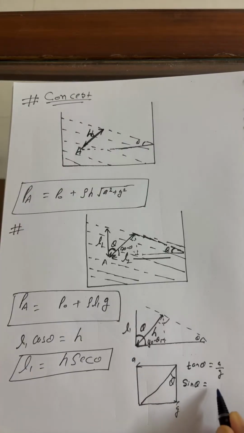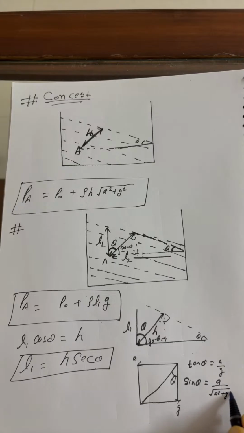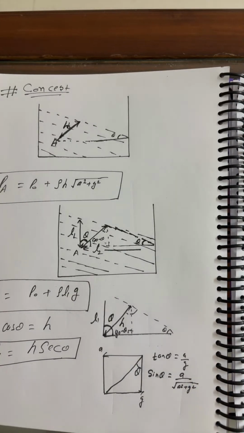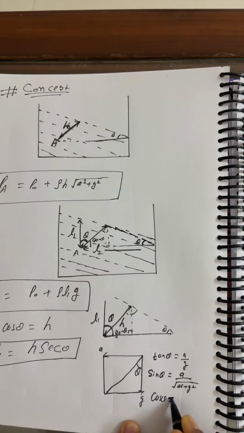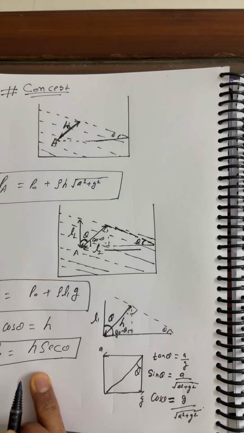Perpendicular over hypotenuse, so this is a upon root of a square plus g square. Similarly, from the same triangle, what is cos theta? Cos theta is base over hypotenuse, so this is g upon root of a square plus g square. This is cos theta, and I'll use this concept over here.